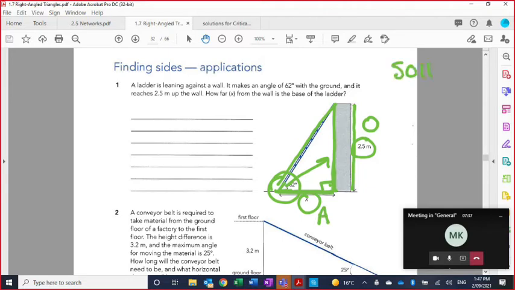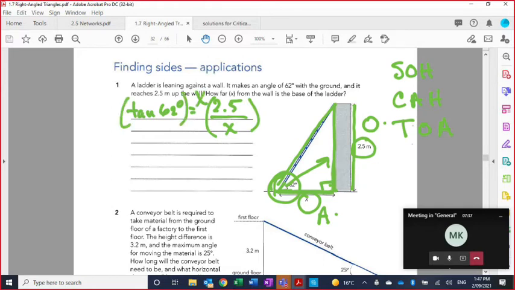And if you look at your SOHCAHTOA, the only one that uses opposite and adjacent is TOA. So we're looking for the tangent of our angle, which is 62 degrees, and that's equal to opposite, which is 2.5, over the adjacent, which is our x. And then it's just a matter of solving that algebraic equation. We'll multiply both sides by x to eliminate the fraction, which gives us x times the tangent of 62 equals 2.5.